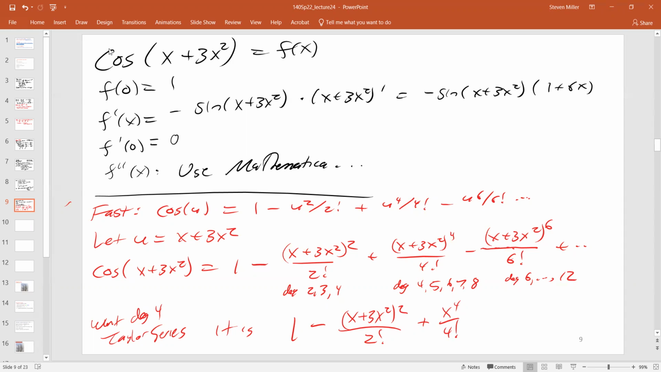If you're able to just get rid of it? Yes, because they're higher order. And this is the much faster way of calculating Taylor series.